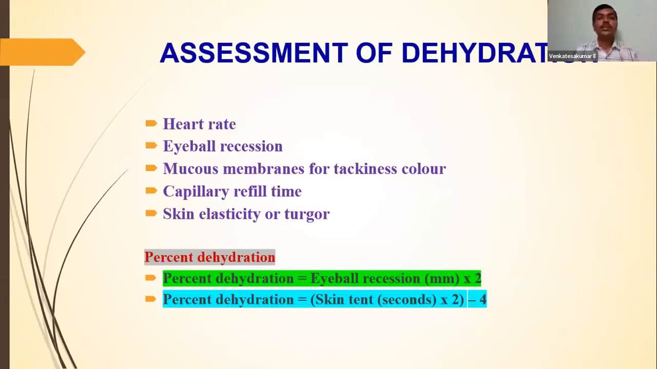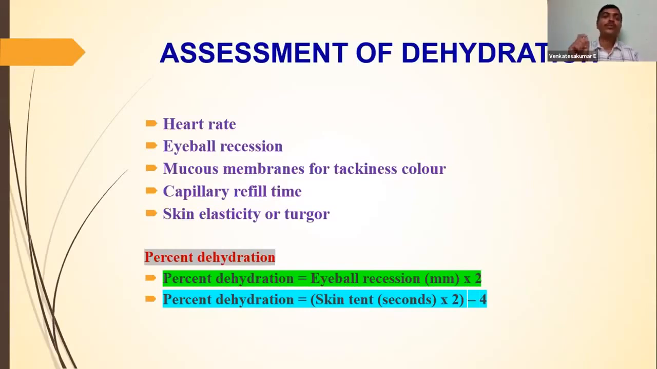We have to just press with the finger and count 1001, 1002, and watch the blanched area when you are touching the gums. There is a blanched area, the blood circulation in that area is lost, and then it regains its normal pink color. How many seconds it takes is called capillary refill time estimation.